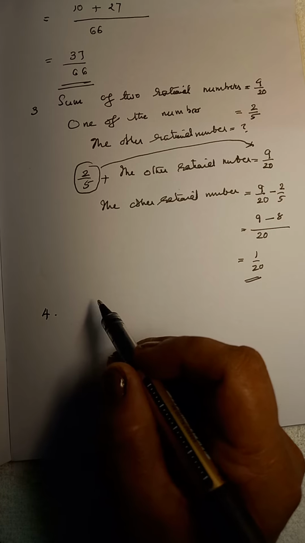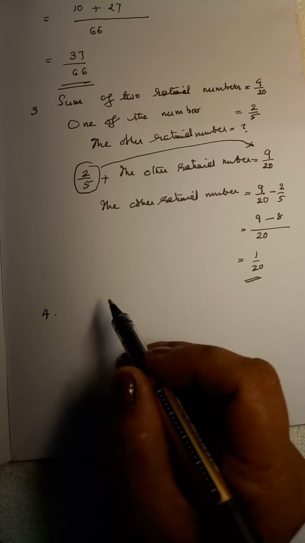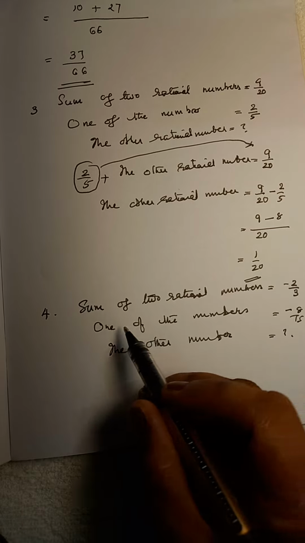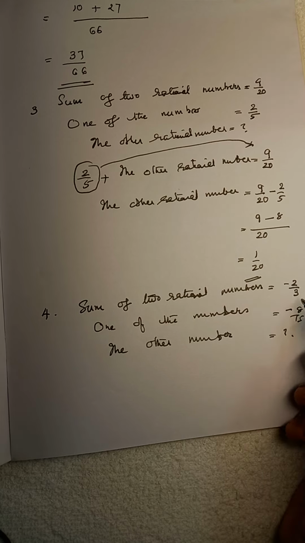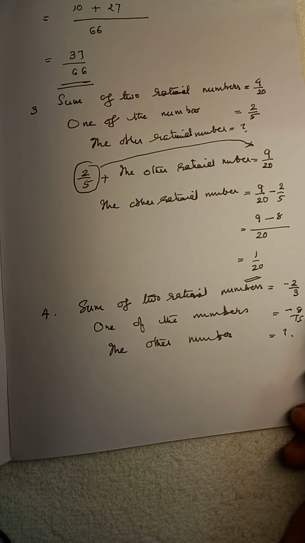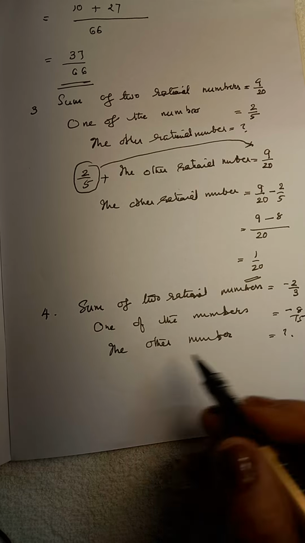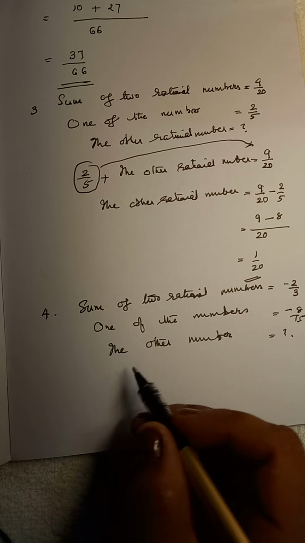Now the fourth question is, sum of two rational numbers is minus 2 by 3. If one of them is minus 8 by 15, find the other. Now we can write the statement as sum of two rational numbers is equal to minus 2 by 3. One of the numbers is equal to minus 8 by 15. Then the other number is equal to question mark. What is that number?